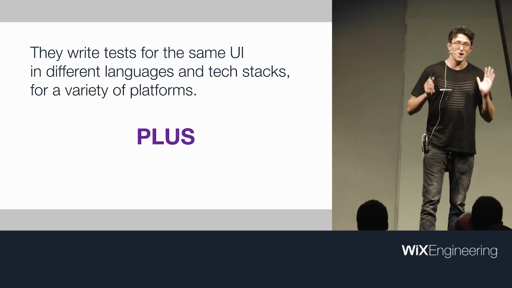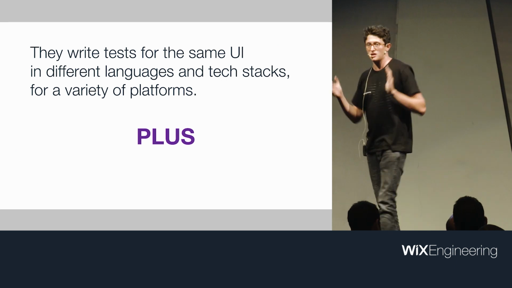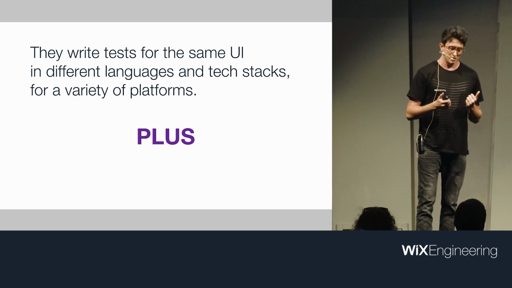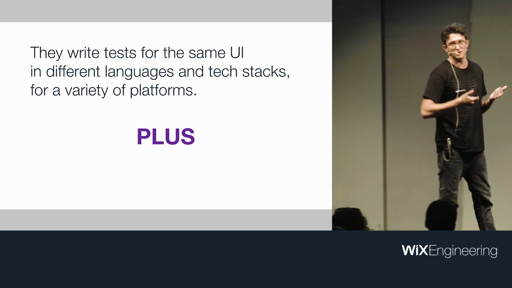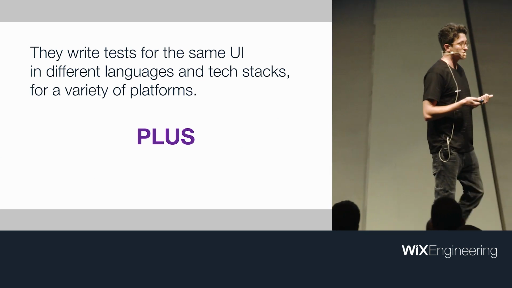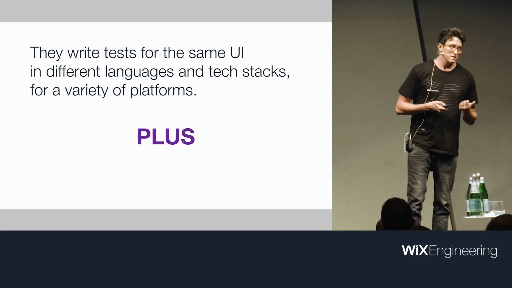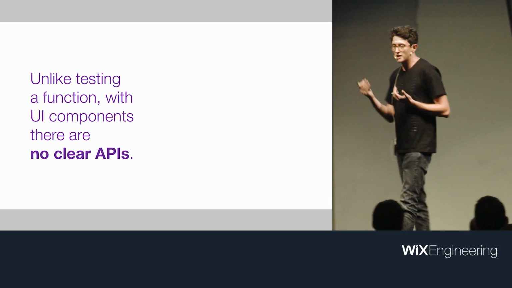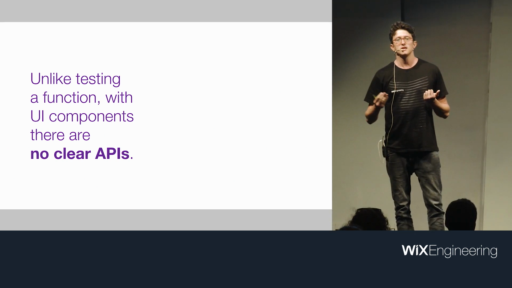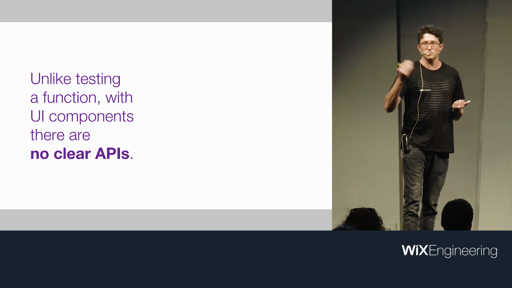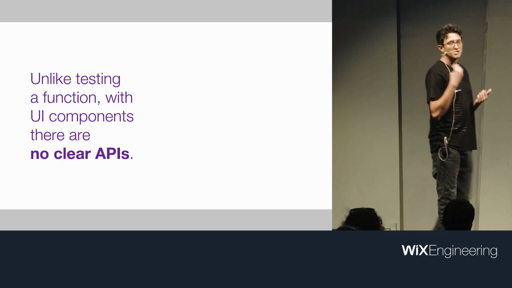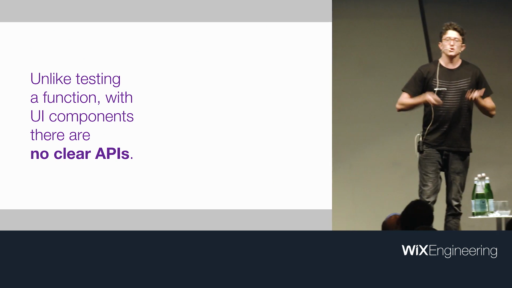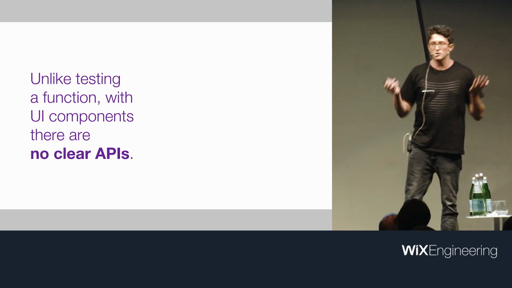If I had to choose one thing that is the main differentiator between writing UI tests or tests that involve the UI, and other regular tests, service tests, unit tests, it is the fact that unlike testing a function where the input and output is pretty clear, it's code, right? A service, when you test an HTTP response from a server, you know what the response looks like and how the input should look like. But when we're writing tests for a UI, there is no clear API.